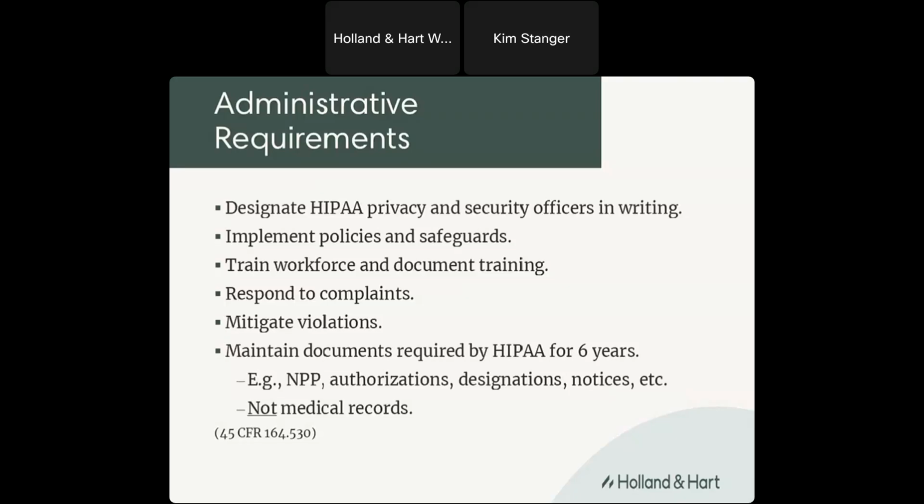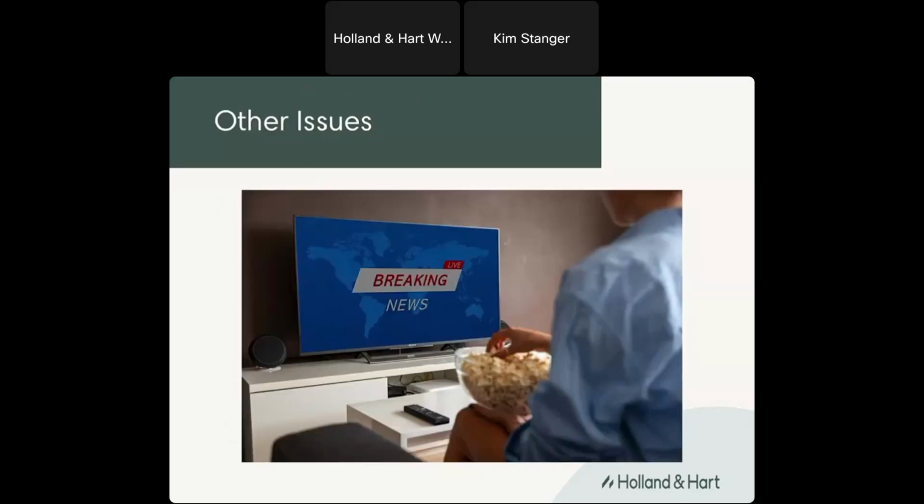You've got to respond timely if a person complains about HIPAA violations, and you've got to take affirmative action to mitigate any potential HIPAA violations. You've also got to maintain the documents that are required by HIPAA for 6 years. Now note, that is not maintaining medical records for 6 years. It's just the documents that are required by HIPAA, such as notice of privacy practices, the HIPAA authorizations, designations of privacy officers, those types of things. You've got to maintain those for 6 years.